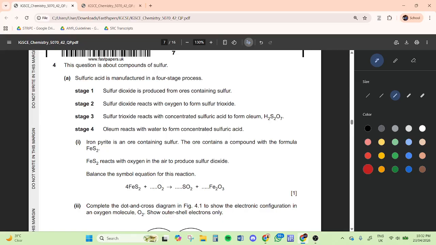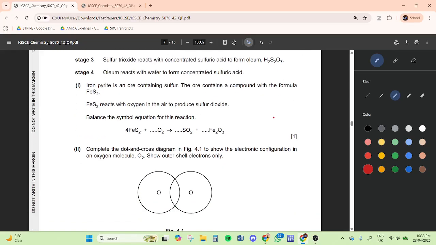So iron pyrite is an ore containing sulfur. The ore contains a compound with the formula FeS2. Iron sulfide reacts with oxygen in the air to produce sulfur dioxide. Balance this symbol equation for this reaction. Immediately we've got 4 iron here and 2 iron here, so what if we fix that with a nice little 2? This just feels natural, right? This is your first instinct. You see 4 iron here, 2 here, so you put a 2 here.